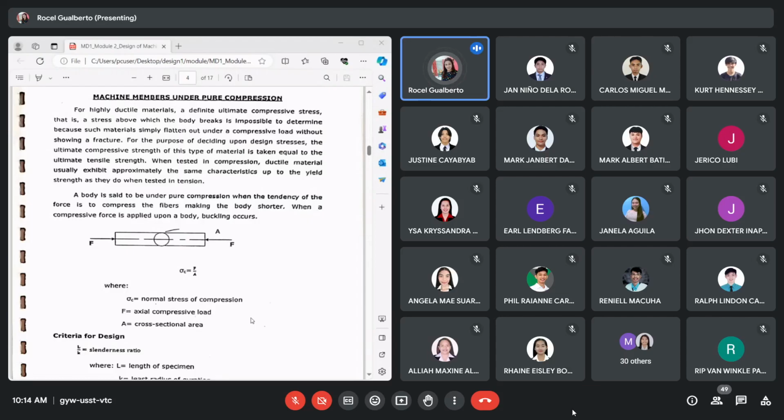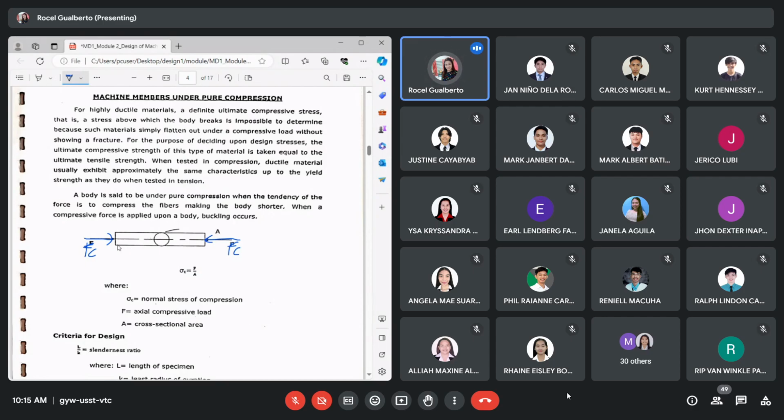The members under pure compression, okay? So, pag ang member is under compression, see our illustration here. We have here the machine member, and then you apply it with a compressive load. We call this your FC, okay? So, ano po yung tendency ng atin ng member? The tendency of the member is simply to compress.